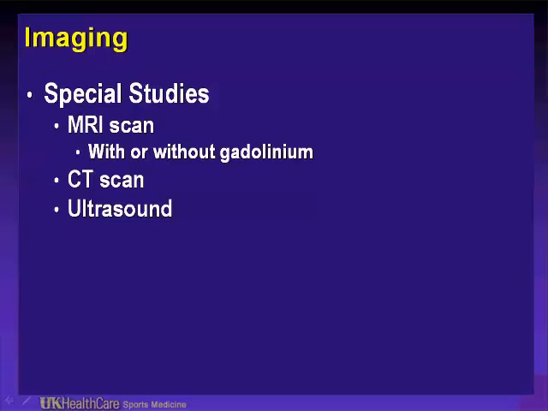Other special studies, you can do an abducted external rotated view of the shoulder with an MRI scan. You may see a peel back of the labrum, so that may diagnose a labrum tear. CT scans more for bony injuries or fractures, or if you're looking at somebody who has significant anterior instability, you want to assess how big the Hill-Sachs lesion is or what the size of the Bankart lesion is to figure out if you're going to need to do some bone augmentation procedures.